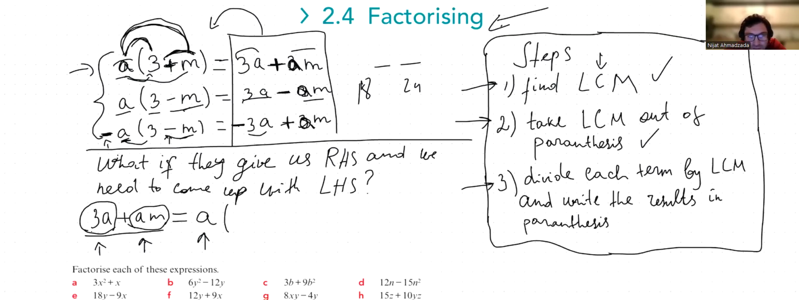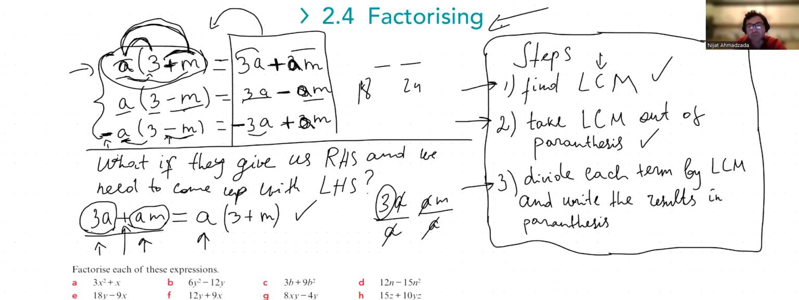So we are dividing 3A by A. What happens? A cancels, we got 3. Good. We're going to divide AM by A. So AM by A, we got M. And we got plus in between, so it's just going to be plus. Done. You see? A times 3 plus M. We got exactly what we had in the left-hand side. Now let's jump into the questions.